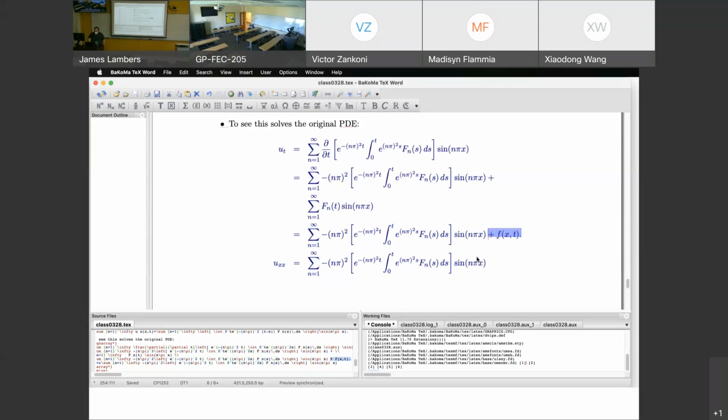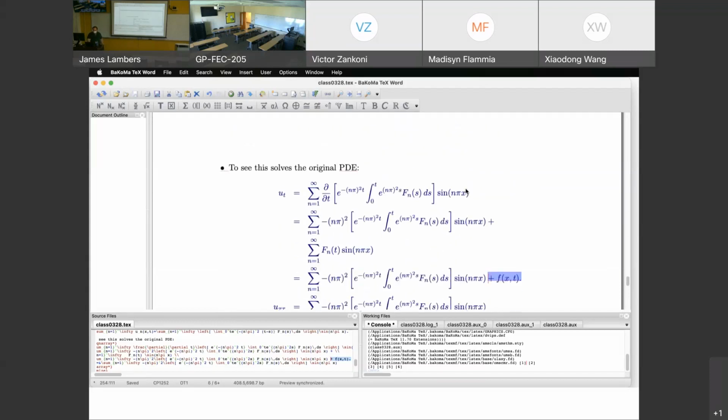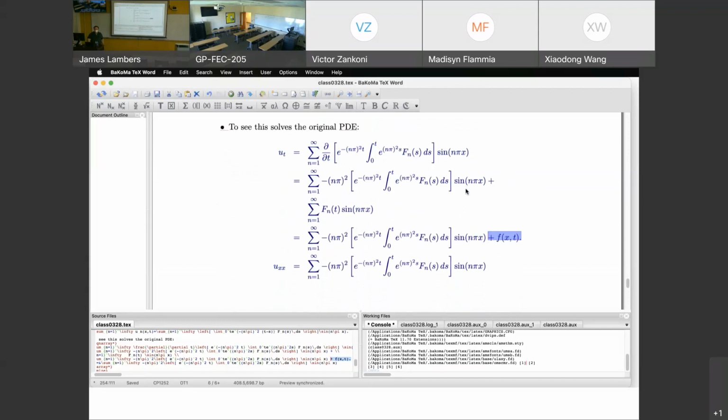Because we have sine n pi x, I plug in the boundary values, x equals 0, x equals 1. I will get 0. And if I plug in t equals 0, I'll be integrating from 0 to 0, so the whole thing will be 0, as it should be. Any questions on the verification of this?